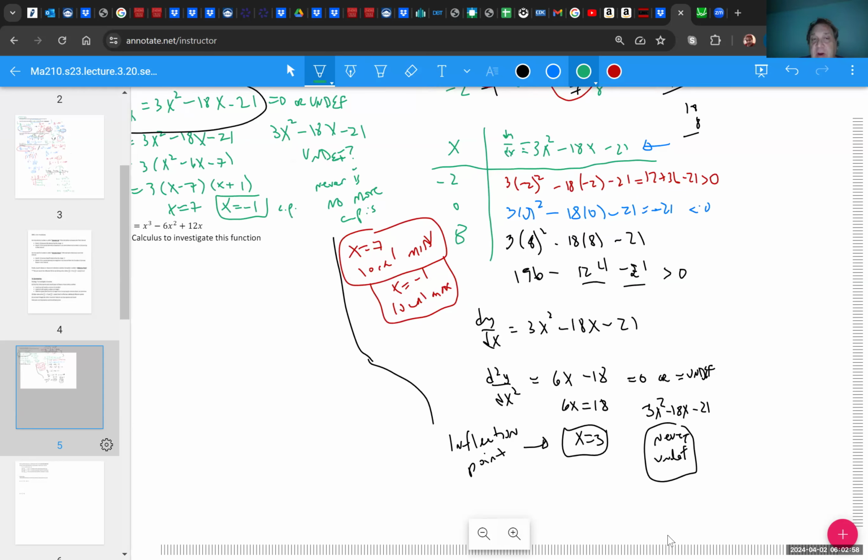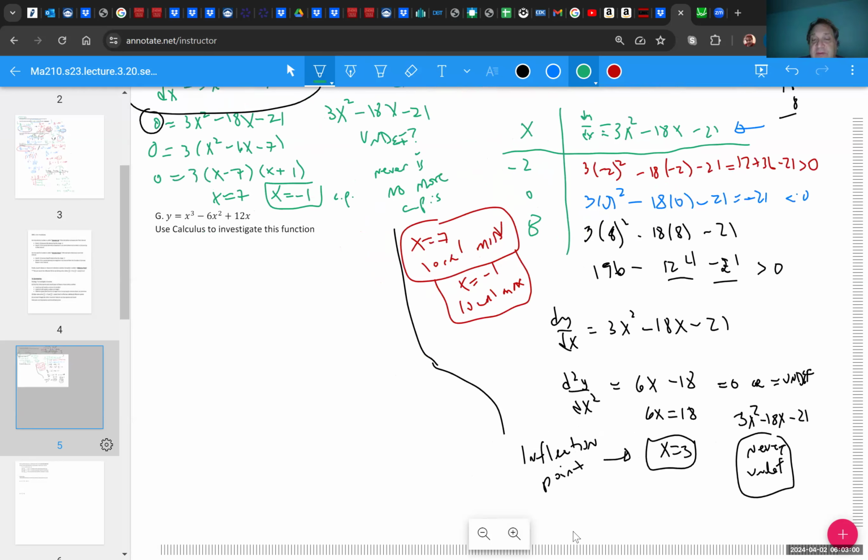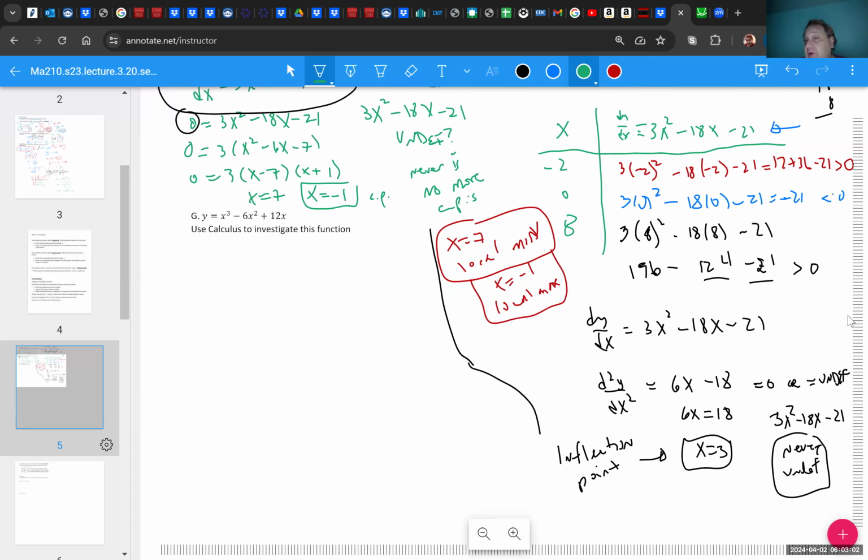All right, so what's our process? Our first step is to find any critical points, try to classify those. And then our next step is to find any possible additional inflection points by using the second derivative. All right, so take you through the steps. Step number 1, we're going to find the critical points.